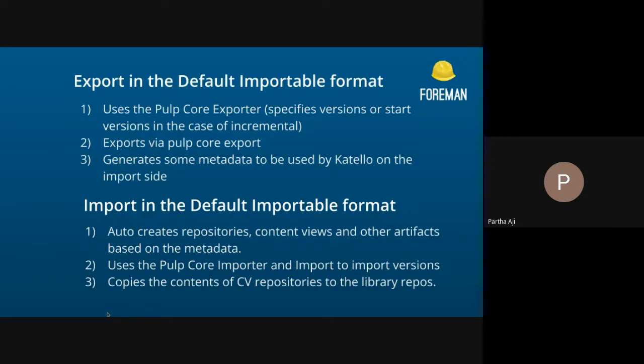When we do the import, we look at the metadata JSON. We say, hey, these are the repositories that need to get created or enabled. These are the content views that need to get created or enabled. These are the versions we need of those content views. So it's fairly involved, but it automates a lot of things that we did not have before. So the hope is this will make the workflow easier. We then use the Pulp core importer and import versions. Finally we do some magic to get the items in the content view version to the library. Next slide, please.